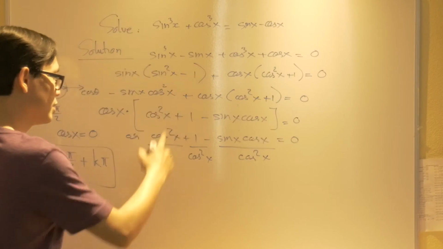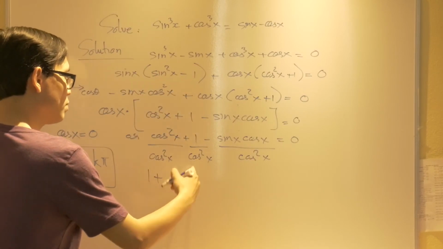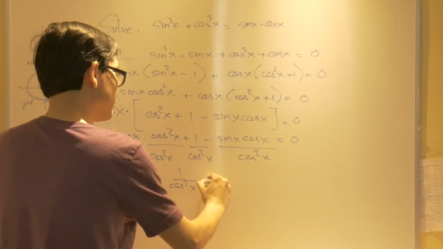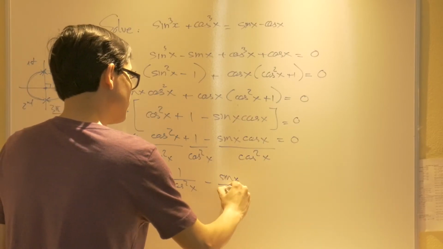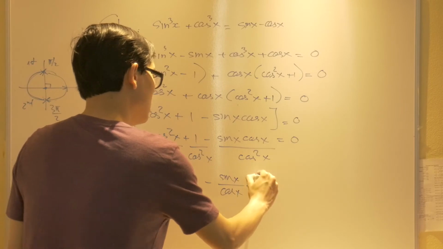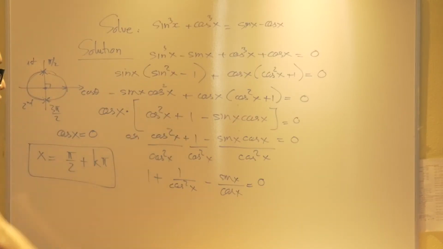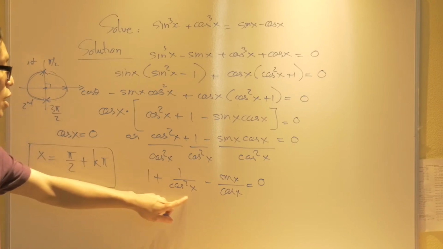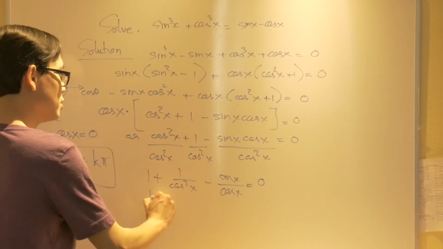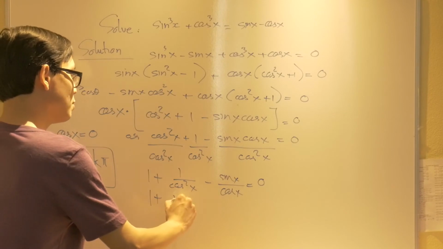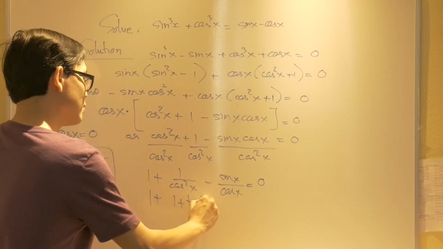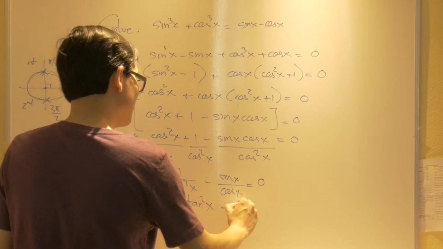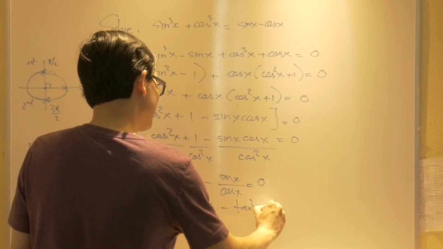Okay. Now this gives you 1 plus cosine, 1 over cosine square. And this cancels, you have sine over cosine equal to 0. But sine over cosine is tangent, right? You have tangent, and 1 plus cosine square is what? 1 plus tangent square, right? We already learned that. Okay, the formula gives you tangent square equal to 0.